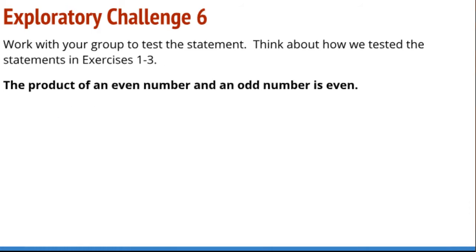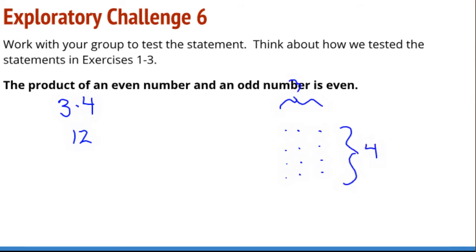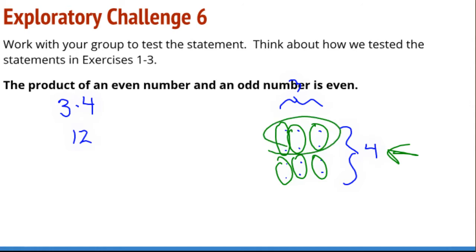All right, so exploring, the product of an even number and an odd number is even. So if I take 3 times 4, I get 12. So I've got 1, 2, 3, 1, 2, 3, 1, 2, 3, 1, 2, 3. Oh, 3 times 4. So here's my 3. There's my 4. And I can make my pairs. Now, because vertically I have 4, I can see that I'll have my sets of 2 here. And because I am running vertically, I can see that each of my 3 will have 2 sets of 2.